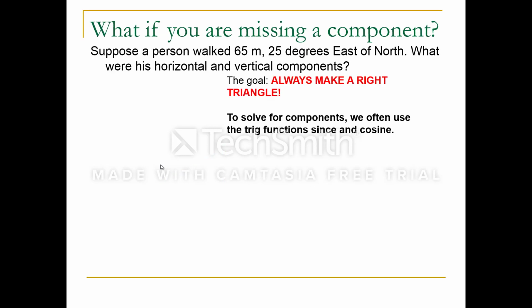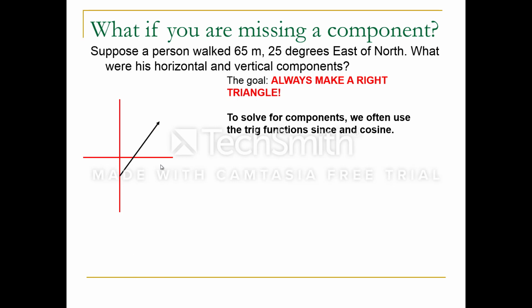Okay, so if you're missing a component, let's say now you're going 65 meters, 25 degrees east of north. I want to know what the horizontal and vertical components were. Again, with vectors, you always want to make things into a right triangle, because that way you can use the Pythagorean theorem. It makes the math a little easier.